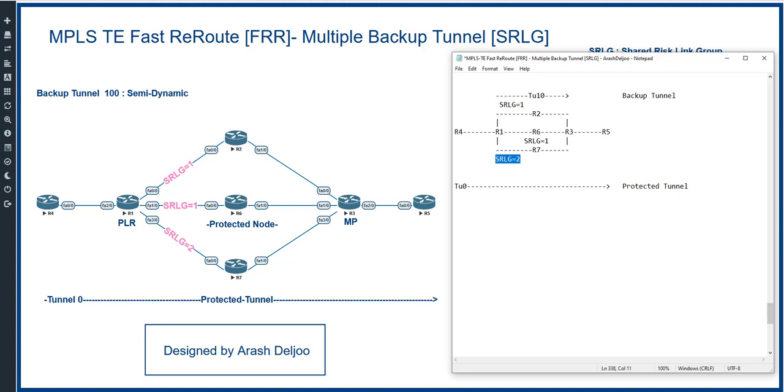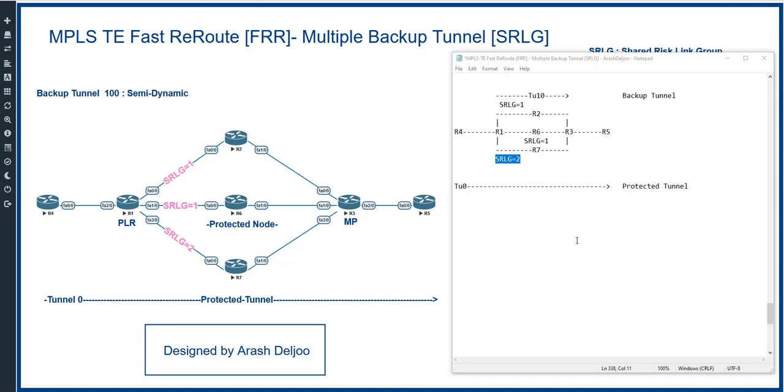We can use the SRLG as one of the constraints of the links when we consider that when one of the paths fails, another path will also fail. Because of that, we don't want to use that path for the backup tunnel. We can use this feature for this condition. Let me review the SRLG feature.